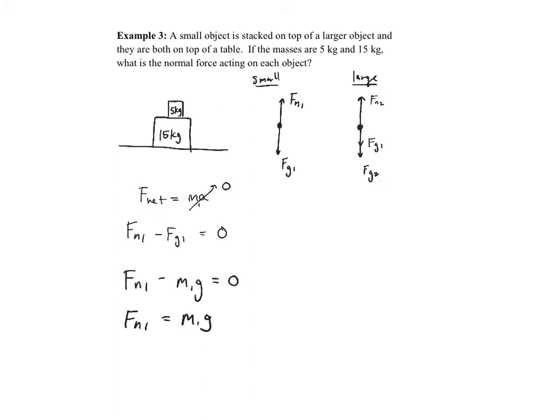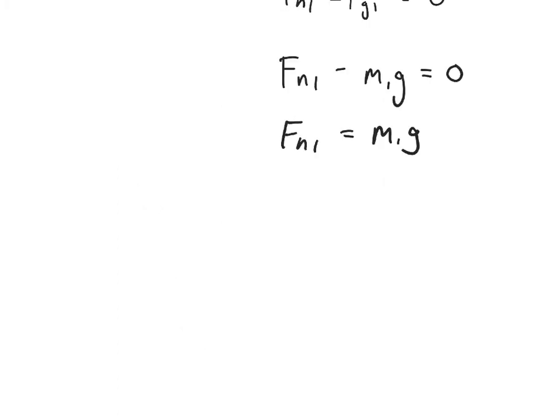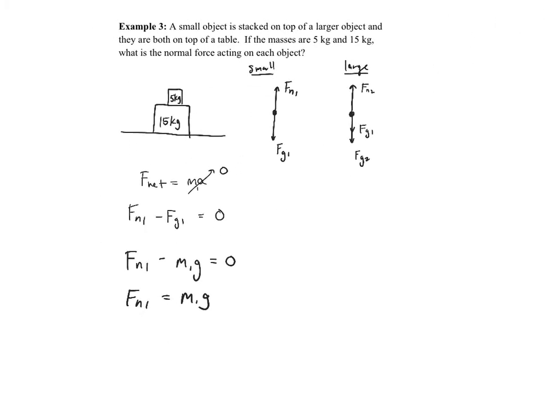That's why it's important that we look at variables also, not just plugging numbers. This literally says the force pushing up from the big box equals the weight of the small box. That's what that statement says right there. Now we plug in numbers. 5 times 9.8 is 49. Fn1 is 49 newtons, because m1 was 5, the smaller object.